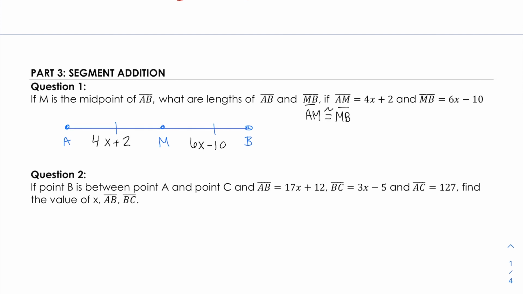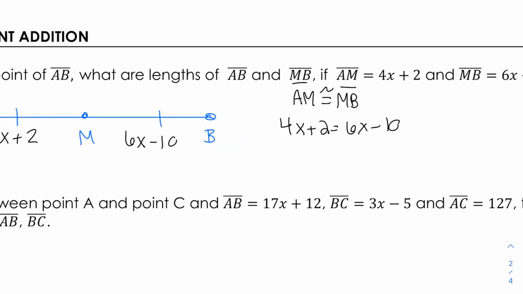If they're congruent, I just set them equal to each other. So I have 4x plus 2 equal to 6x minus 10, and then I'm going to solve. I subtract 4x and add 10, so I get 12 is equal to 2x. So x is going to equal 6.